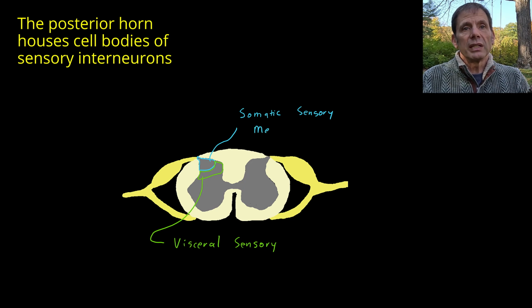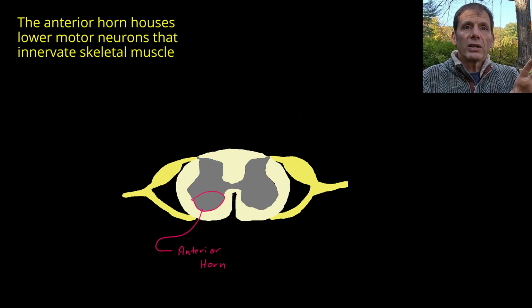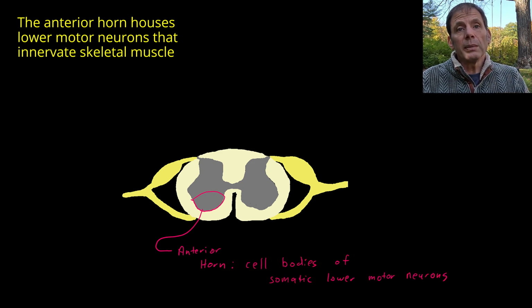Somatosensory refers to signals like mechanical and painful signals that often come from the skin, muscles, bones, and joints. Visceral sensory refers to signals from internal organs. The anterior gray horn of the spinal cord is home to the cell bodies of lower motor neurons, so this is where excitatory and inhibitory signals determine whether or not we contract a skeletal muscle.